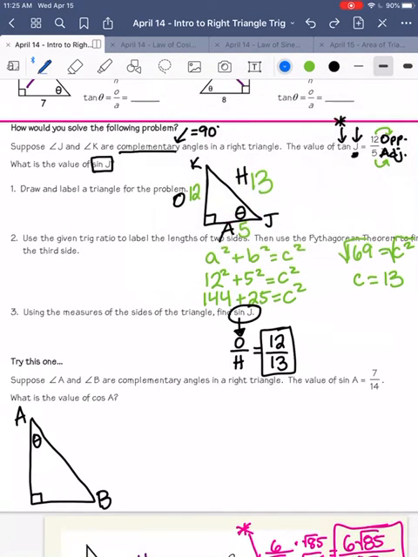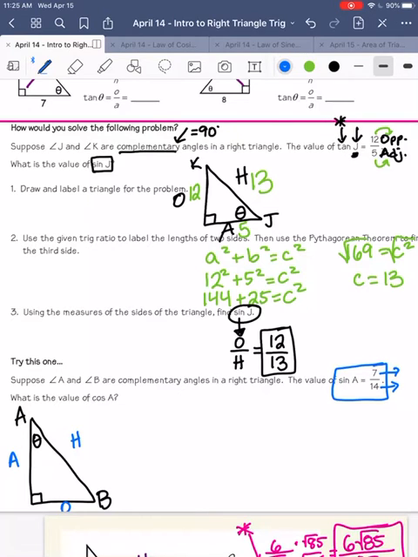All right, so then my opposite side is going to go here, my hypotenuse side is going to go here, and my adjacent side is going to go here. Is everybody okay with that? And so now I'm going to do sine. I gave you sine here, and 7 and 14 are two of the sides.